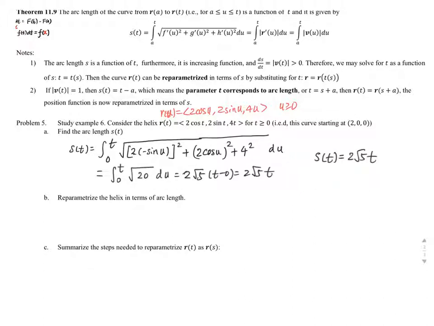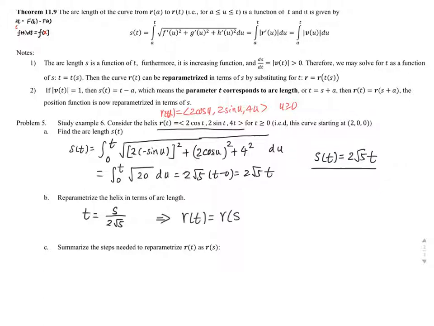Now let's reparameterize the helix in terms of arc length. From what we just found, t equals s divided by 2 square root of 5. So we solve t as a function of s. Do you see that now? t is a function of s. Once we do that, we can look at the original function, so r of t should become r of s.